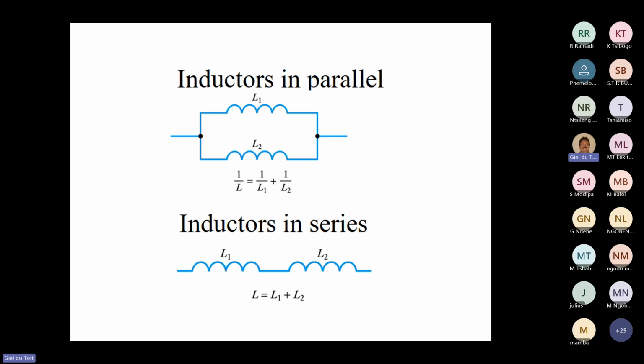So inductors in parallel are very much like resistors in parallel. 1 over L is 1 over L1 plus 1 over L2. My shortcut formula says the total inductance is L1 times L2 divided by L1 plus L2. So I use that formula. Inductors in series, you just add them up like resistors.